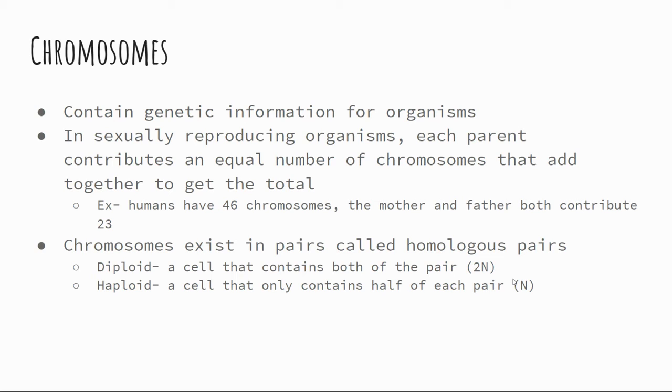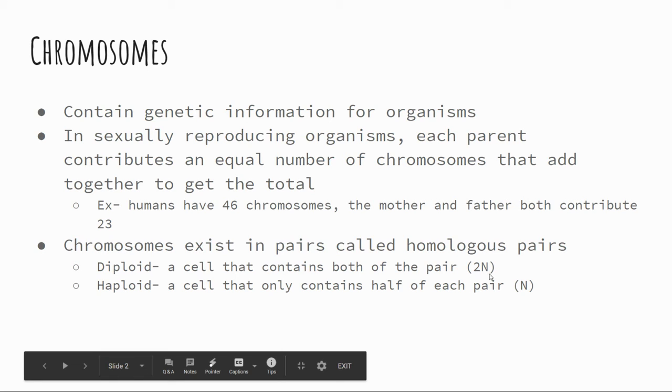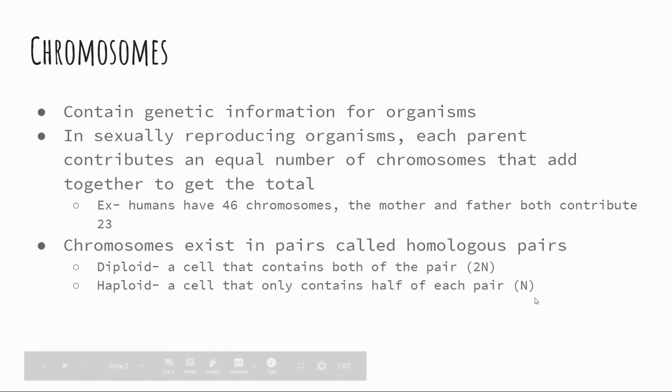Two important vocab terms here at the bottom of this slide: diploid and haploid. A diploid cell is a cell that's going to contain both of the pairs of chromosomes. In other words, diploid cells are going to contain the full amount of chromosomes needed for that organism. Haploid is a cell that's going to contain half of the needed chromosomes. And you also need to know how it's signified. Diploid is signified by 2N, capital N. Haploid is by just a capital N.